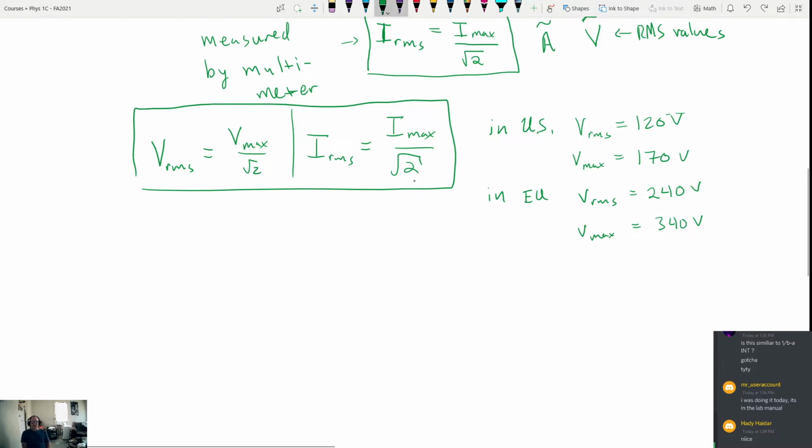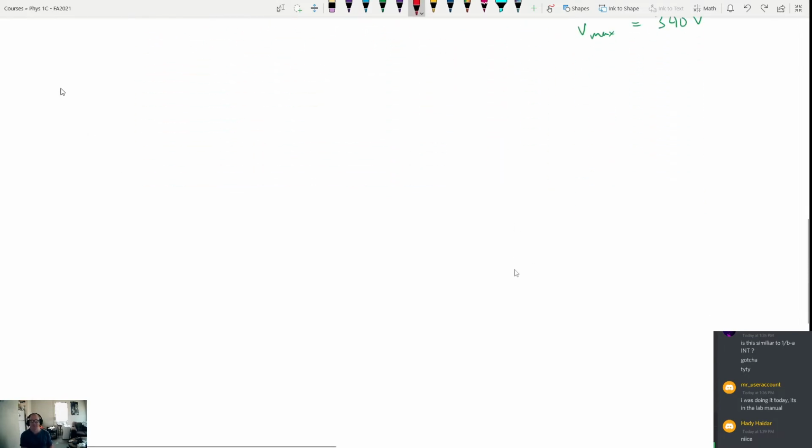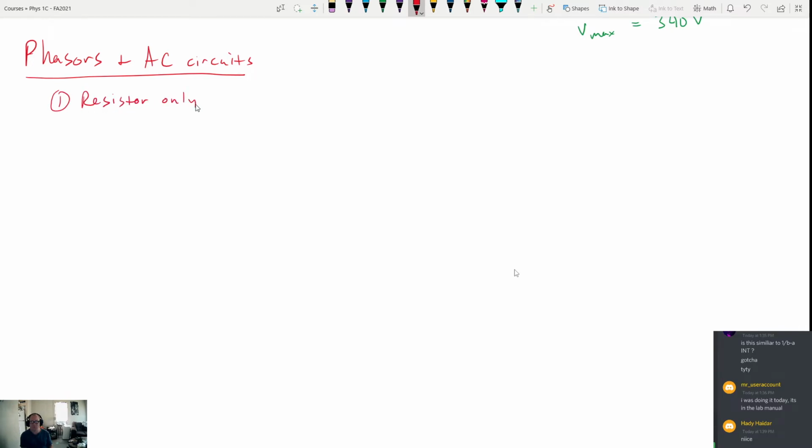All right, so next thing we want to do, does anyone have any questions so far? All right. The next thing we want to do is to talk about phasors as a way to analyze AC circuits. Okay. The first type of circuit we're going to talk about is resistor only. Okay, and we kind of already did this, but we're going to introduce this thing called phasors to talk about them. So this would be a circuit like this.